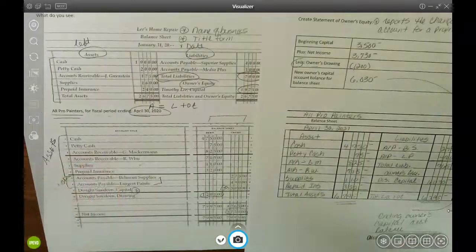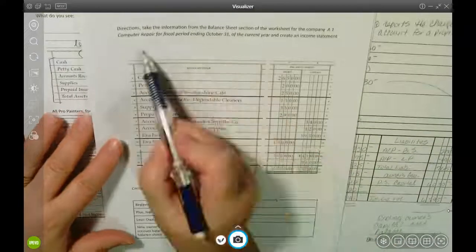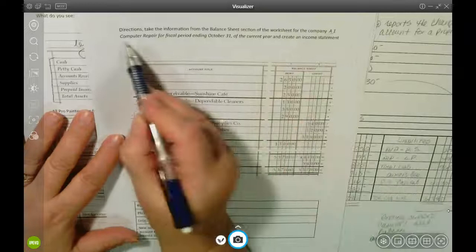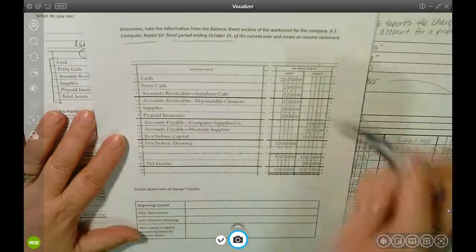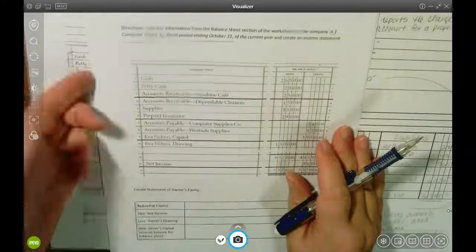Now, in order for you to do the at-home work assignment, you are going to do it for A1 Computer Repair for the fiscal period ending October 31st. Here is the worksheet. Here is your empty balance sheet, and your statement of owner's equity is here.